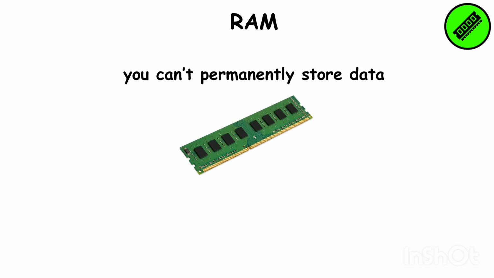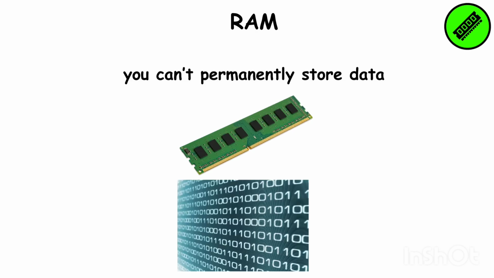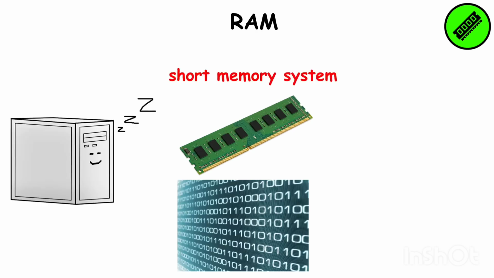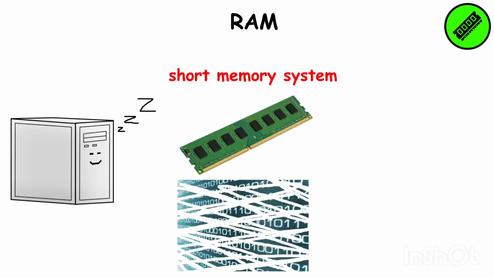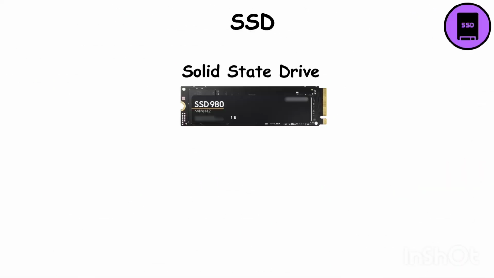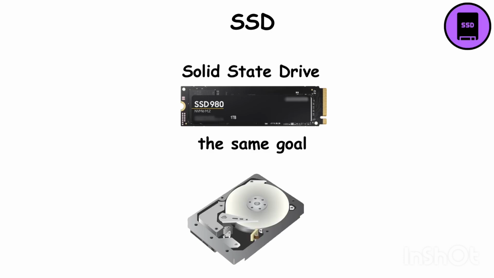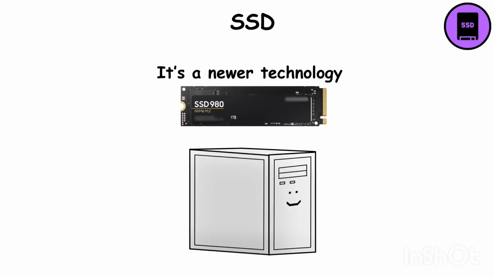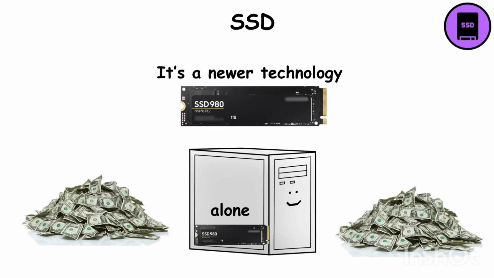One thing to remember is that you can't permanently store data on the RAM. It's a short memory system, and every time you turn off your computer, the data on it gets wiped. SSD. The solid-state drive has the same goal as the hard drive, but it's faster and more durable. It's a newer technology, and in some computers, it's used with hard drives or completely alone. It's also usually more expensive.